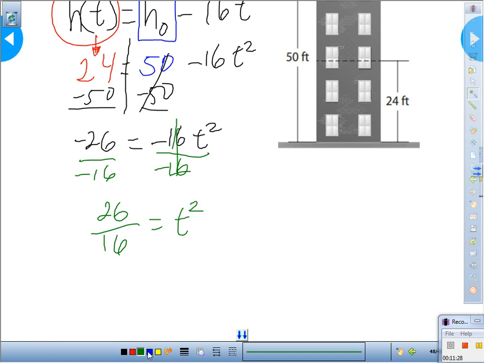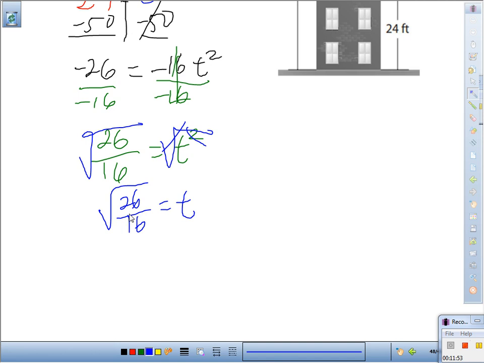And our last step. We can simplify, but I'm going to do the square root because I notice here, notice what 16 is. Isn't that a perfect square? Yeah, so let's take the square root right here. So this cancels that. Do we need to write the plus minus? No. So therefore we're left with square root of 26 over 16. However, can we simplify a little bit more? Yes. We're left with square root of 26 over the square root of 16, and what is the square root of 16? 4. Equals t.